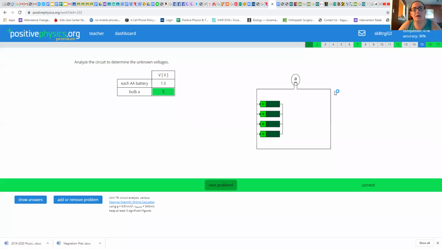Question 15. So this one is talking about determine the unknown voltages. Each battery has 1.5 volts, but the bulb is not going to get any current. And the reason is because all of these, the voltage is coming out, or the current is coming out, sorry.